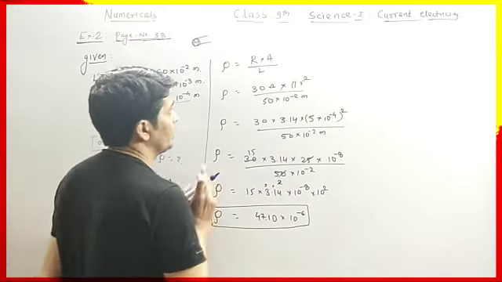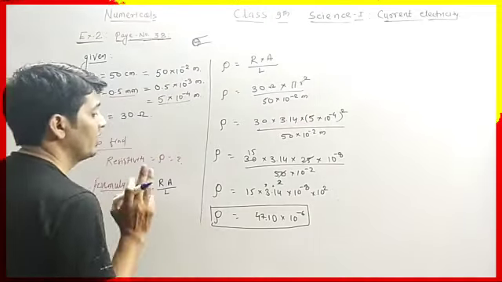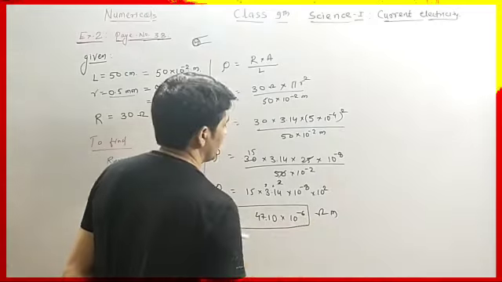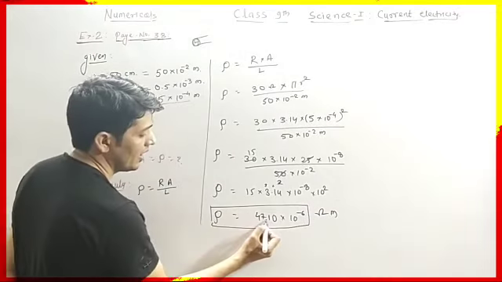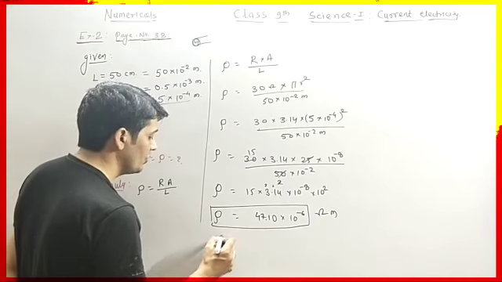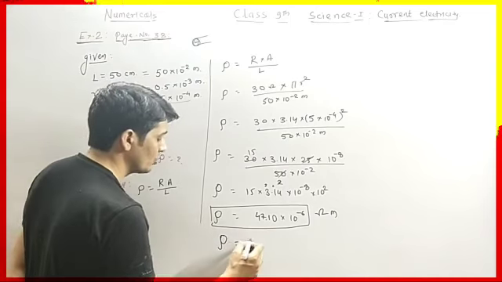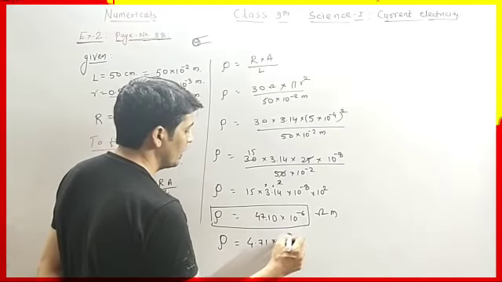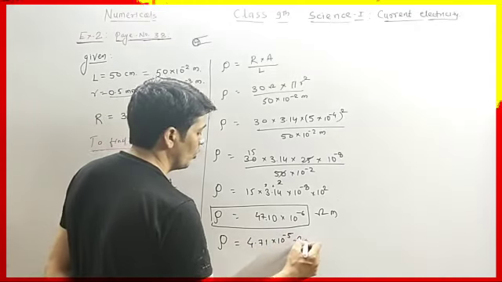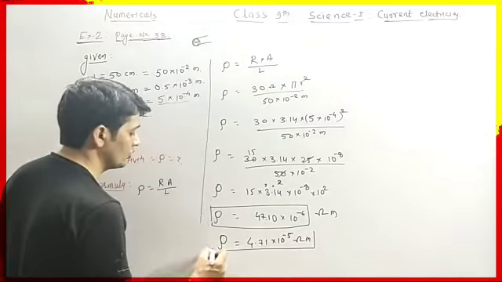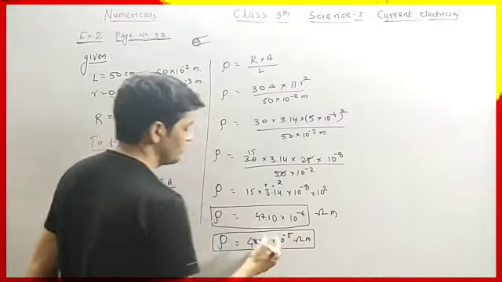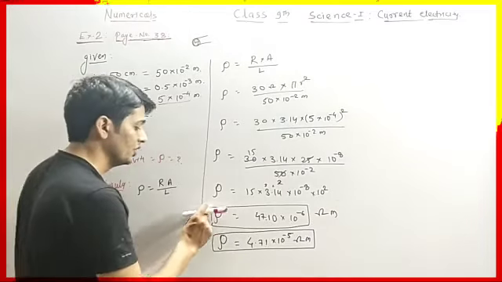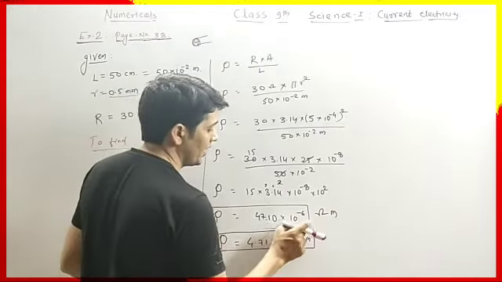And what is its unit? We calculated its unit yesterday, it is ohm meter. If we shift this point here, we can also write it as rho equals 4.71 into 10 to the power minus 5 ohm meter. So this is also the answer. This is the simplest form. So we have the answer, and we have to write the result. We write the answer in the simplest form below.